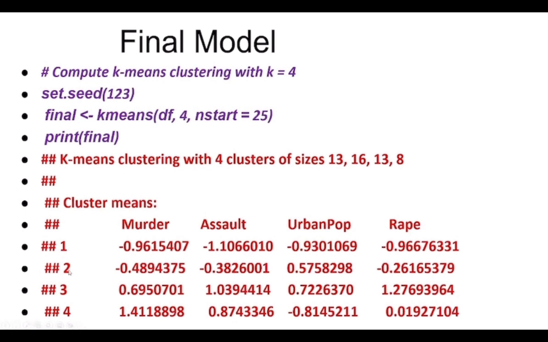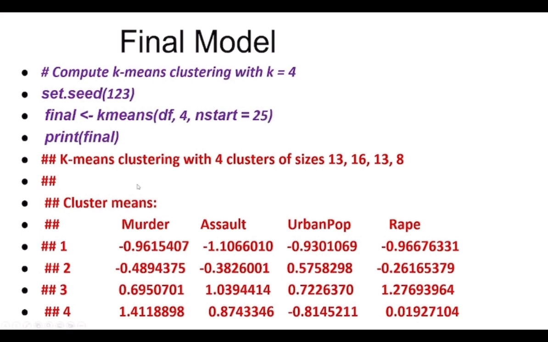Okay, so cluster 1, cluster 2, cluster 3, cluster 4. We got some states here. How many states in cluster 1? 13. How many states in cluster 2? 16. How many states in cluster 3? 13. And how many states in cluster 4? It's actually 8. And of course, you can see the corresponding cluster means across the crime variables with the population.